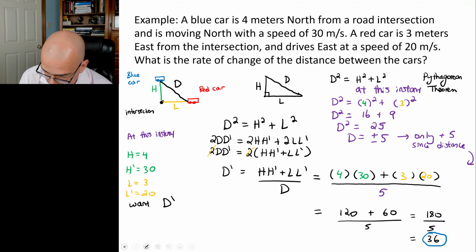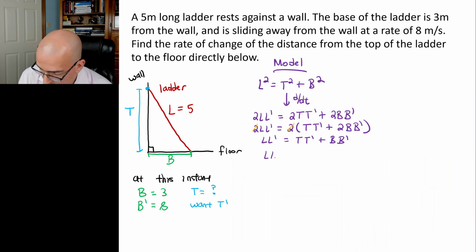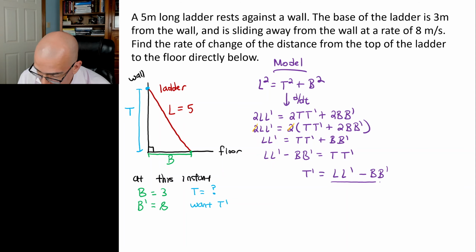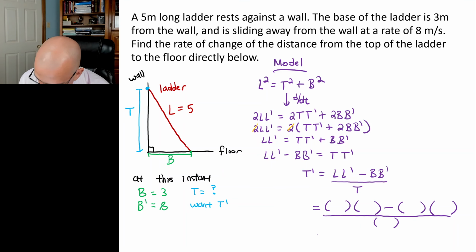So L L prime minus B B prime is equal to T T prime, just subtracting B B prime from both sides. Now I'm going to divide both sides by T. So T prime is equal to L L prime minus B B prime, all over T. Then we'll plug in that data. We have L, we have L prime, we have B, we have B prime, and it's all divided by T. And then we'll simplify.